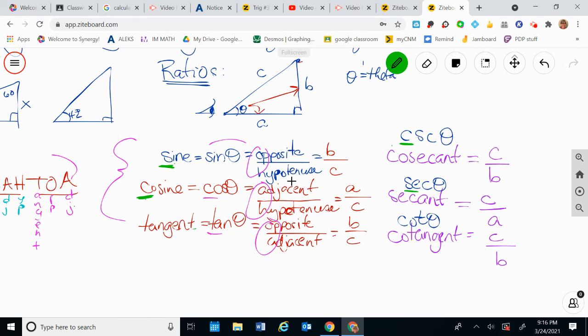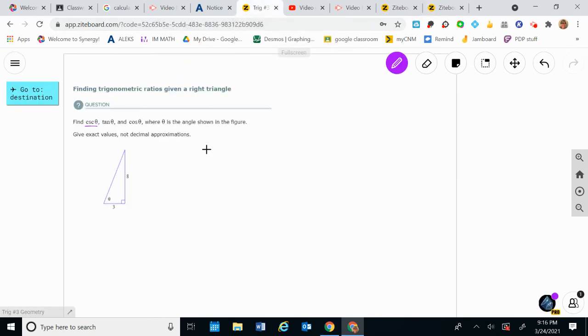There's a lot of different relationships, but for today, I think we're just going to need to know that secant of theta is equal to the inverse of sine.